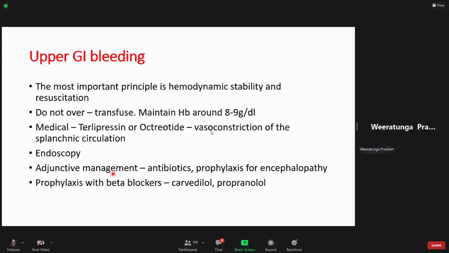There is a small curve, and the best is around a hemoglobin of 8 to 9. Don't aim for a hemoglobin of more than 9, right? More than 9. Sometimes if you over transfuse, they can have more bleeding. Right? Remember that and write it down clearly. Do not over transfuse.